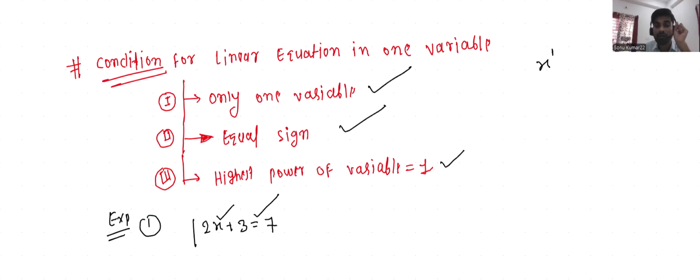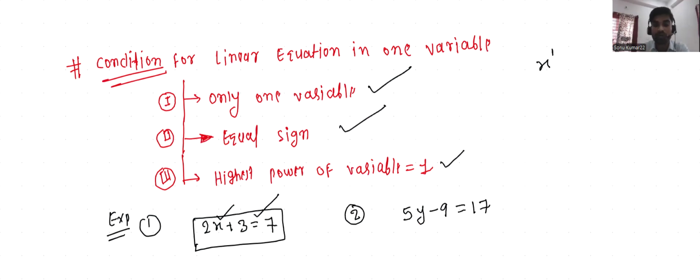Now, talking about the second example: 5y minus 9 is equal to 70. Tell me, is this a linear equation in one variable or not? First of all, you have to check how many variables there are. If you see, there is only one variable, that is y. This condition is satisfied. Now, talking about the equal sign, yes, the equal sign is also there.